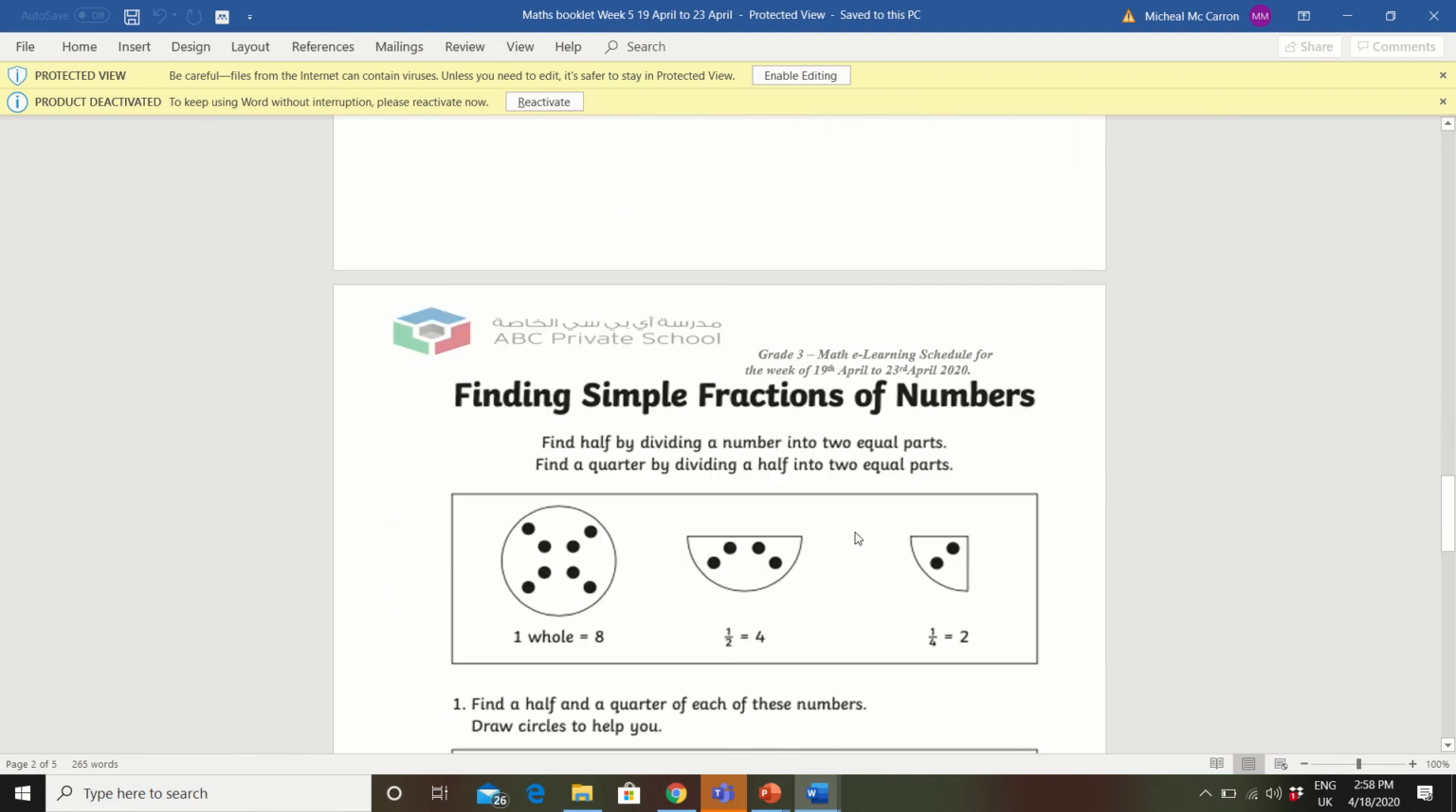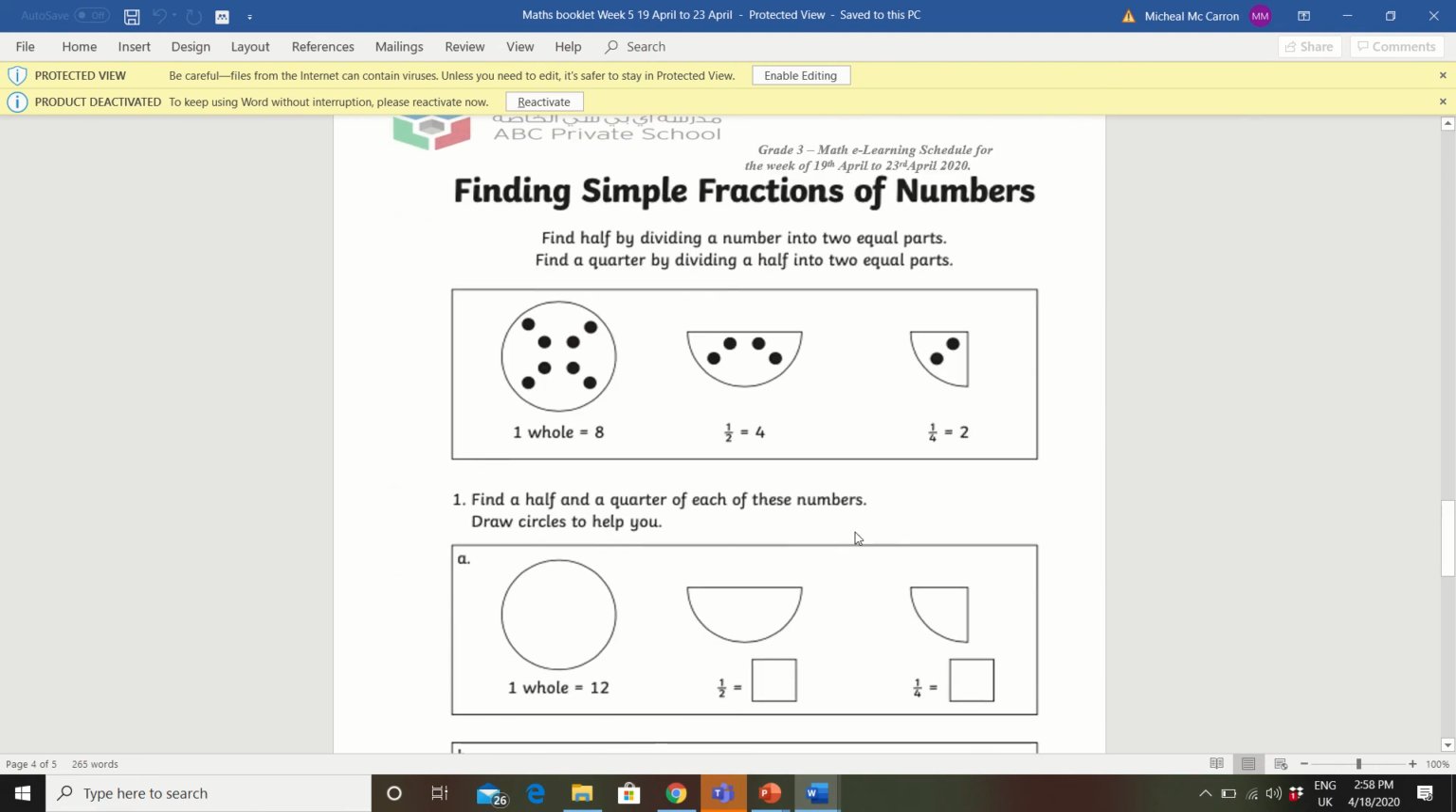All right. Now, for today's lesson, if you look at the booklet, worksheet 1, we've done this worksheet earlier on in the year. We're going to go over it again today. If you look at the example here, we have 1 whole equals 8. We have 1, 2, 3, 4, 5, 6, 7, 8 dots total. And we get half of that. We draw a line through the middle, and then we have 4 left. Just like we do the pizza, we'd have 4 dots left. So 8 divided by 2 equals 4.